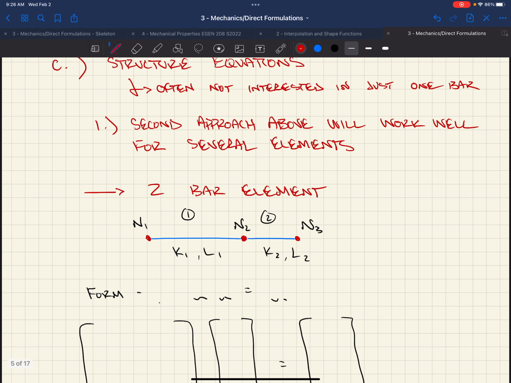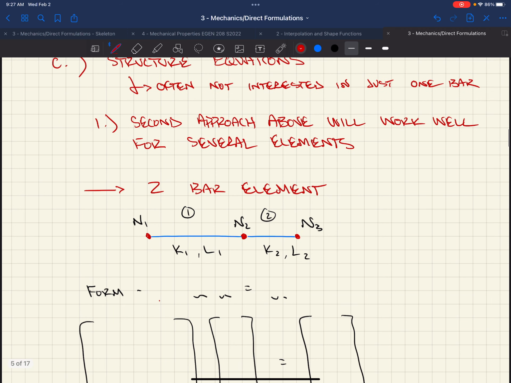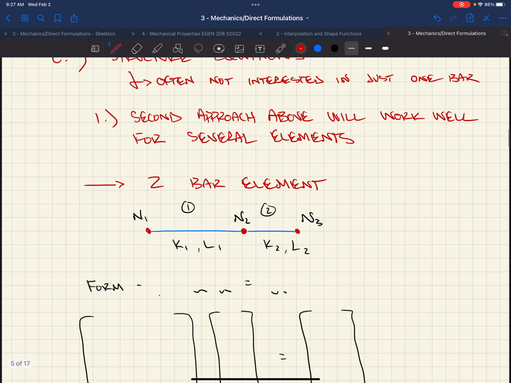The second approach we took, the vector approach, is going to work very well for several elements. We could do the equilibrium approach too, with respect to a linear bar, but it starts getting very complicated quickly with other elements. So with the vector approach, every column in our stiffness matrix is the vector of forces that create a unit displacement at that degree of freedom, and then 0 everywhere else.